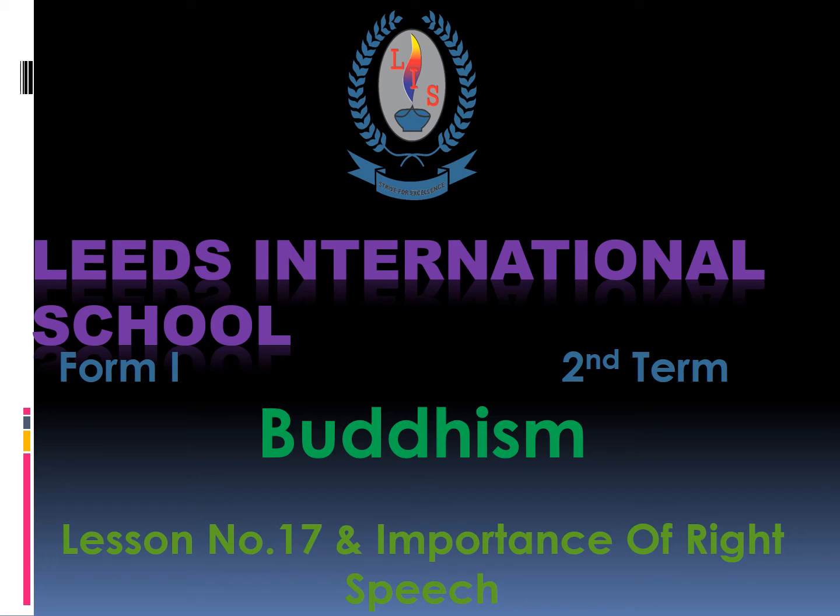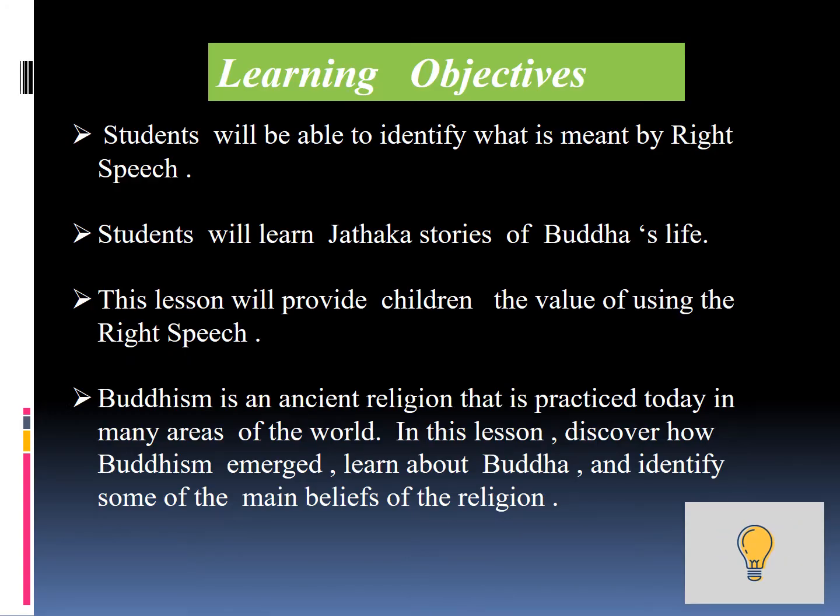Leeds International School, Form 1, second term, Buddhism, lesson number 17, and the lesson is Importance of Right Speech. Learning objectives of this lesson: students will be able to identify what is meant by right speech. Students will learn the Jataka stories of Buddha's life. This lesson will provide children the value of using the right speech.